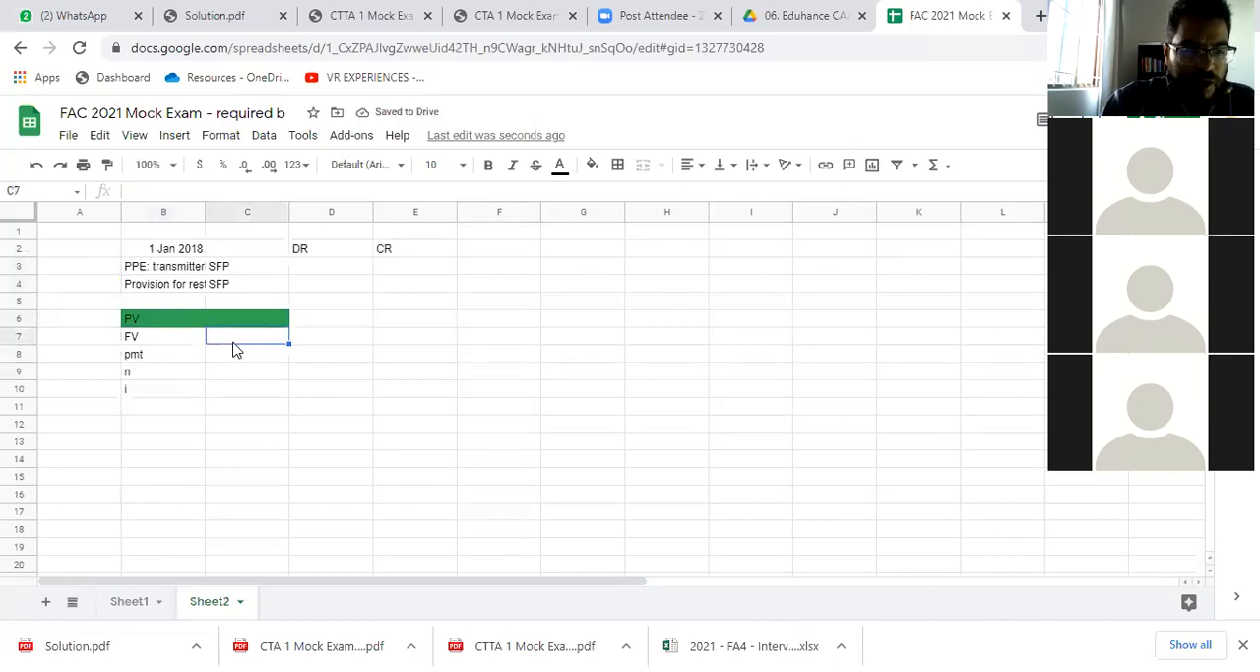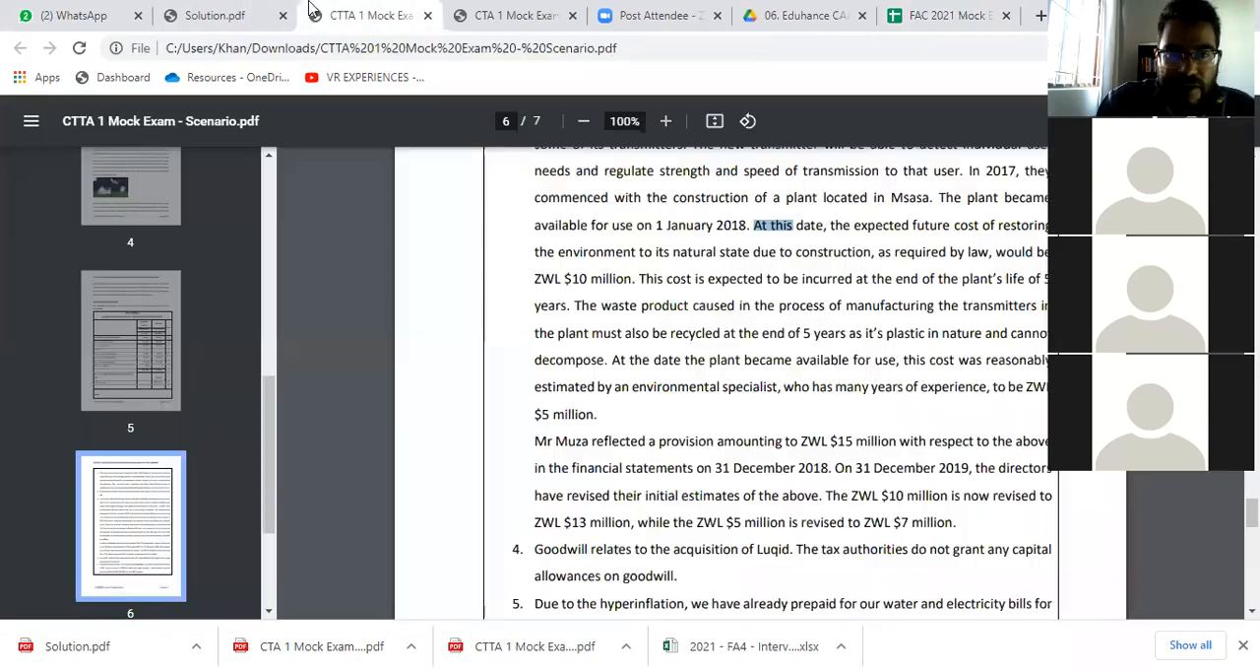So the future cost is going to be 15 million. Okay, I'm using rand thousands, but all the numbers are in rand. So it's 15 million. But because the numbers are in rand thousand, I'm dividing by 1,000. So we have 15,000. The payment is your fixed regular annual payment, 0. N is 5, and then I is the discount rate they gave us in the additional information. I can't remember how much it was.